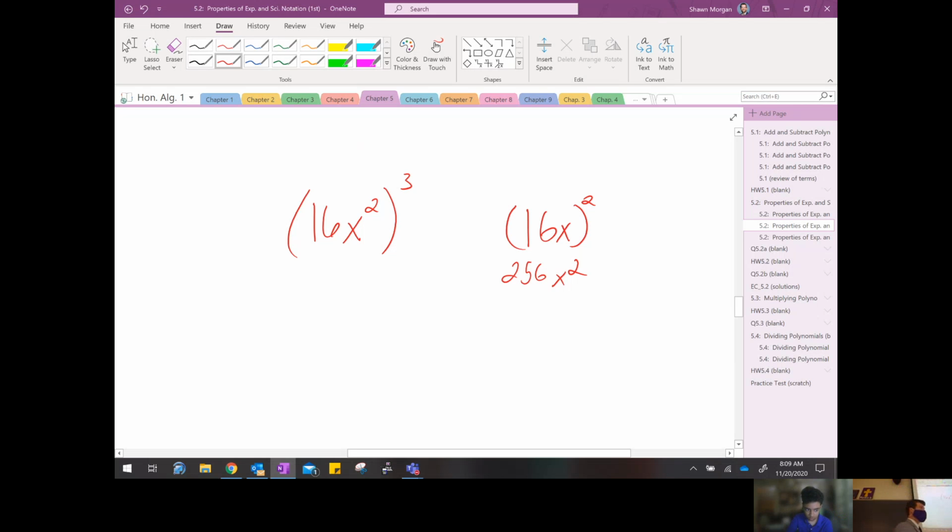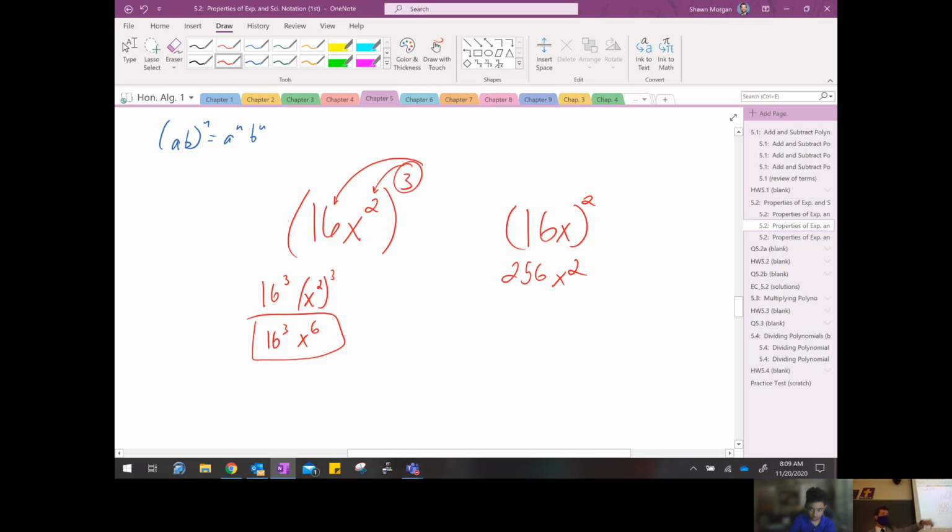Yeah, you're absolutely right. This is an example of one of our exponent rules, the power of a product, where if I've got ab to the n, that's a to the n, b to the n. In other words, we would apply this cube to both the 16 and the x squared. I don't know what 16 cubed is, so I'll just leave that as 16 cubed. But what is x squared cubed? We just talked about that. X to the 6th. So you're absolutely right, William. You would apply that cube to the 16 and to the x squared.